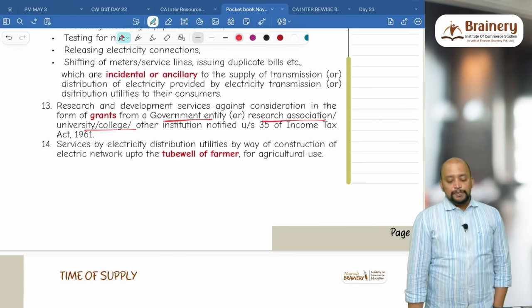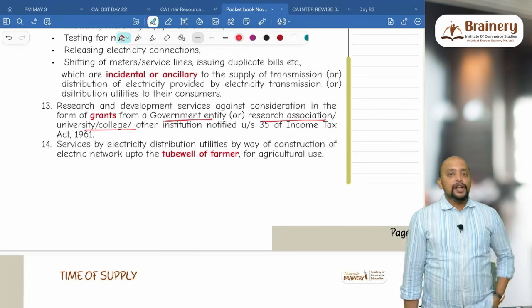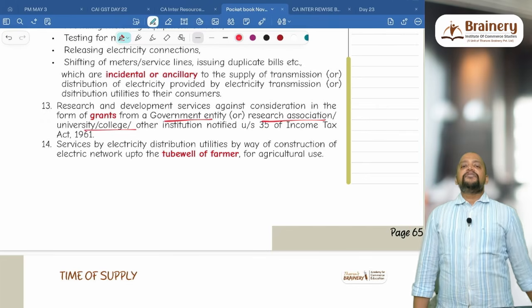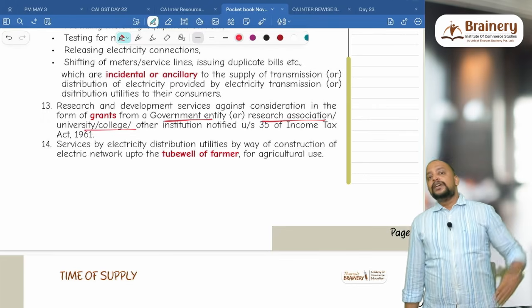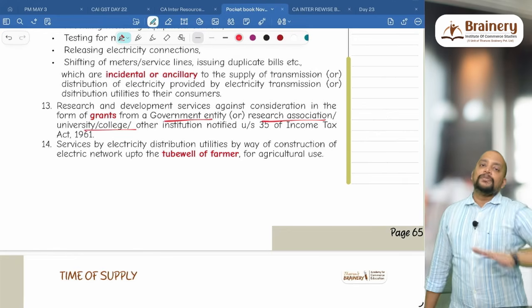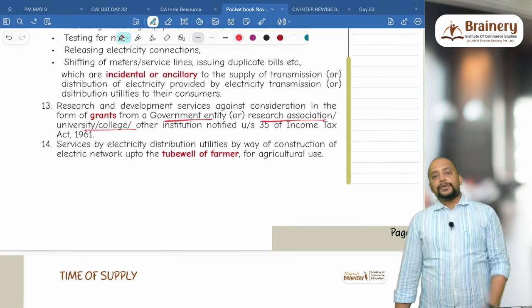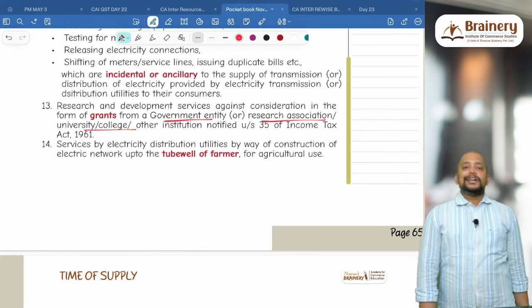Then services by way of electricity distribution up to the tube well of the farmer. A farmer wanted an electricity connection, so from the main road to the farmer's tube well, if the electricity connection is laid down, whatever money that is collected, that is exempted.